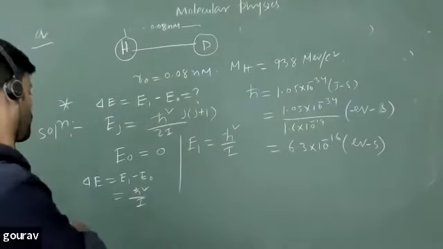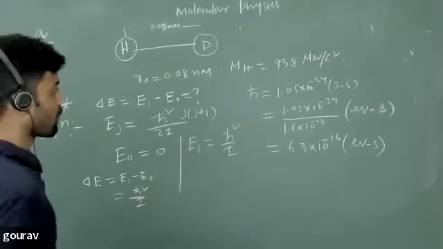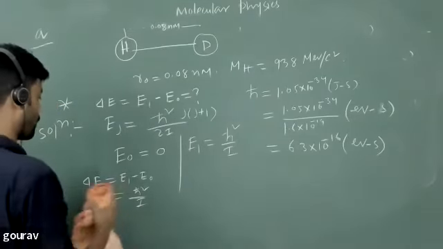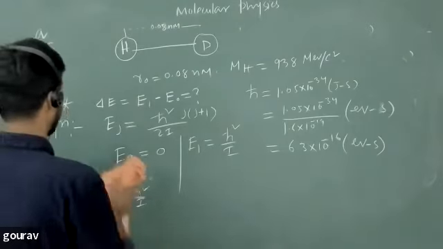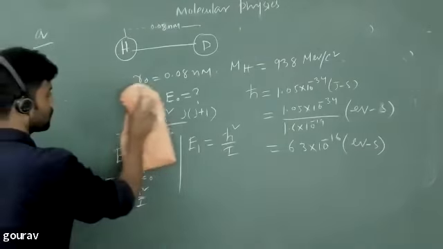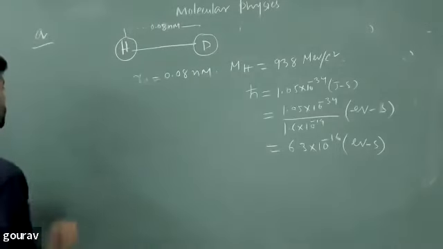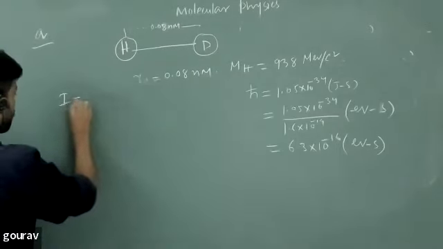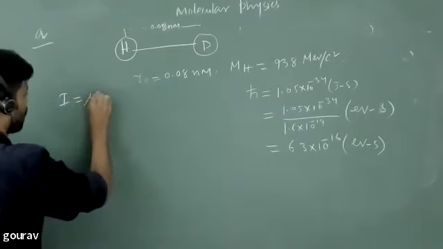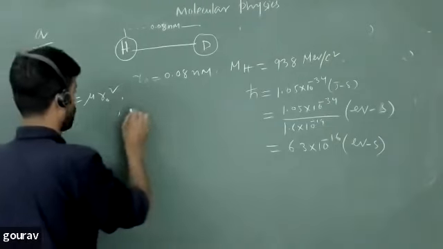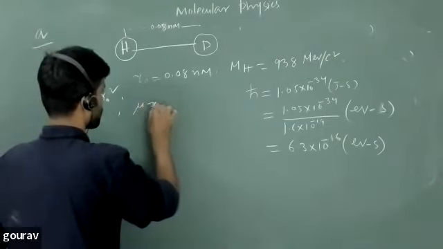Okay, so this H cross you have calculated in terms of electron volt and second. Now I have to calculate that I. So we know the relation I equals mu R naught square. So you have to calculate now mu. So mu will be how much?